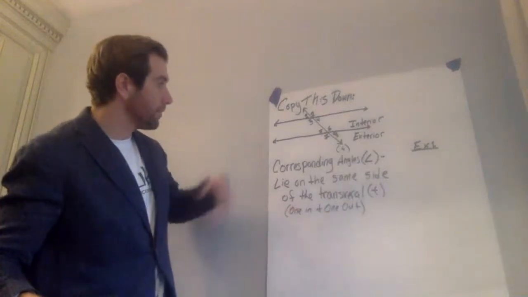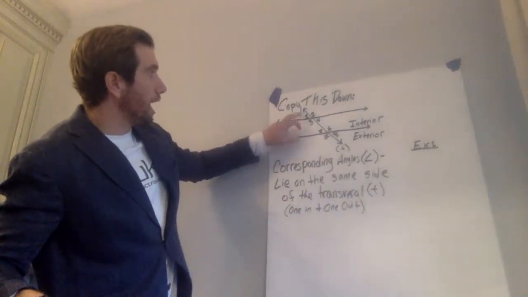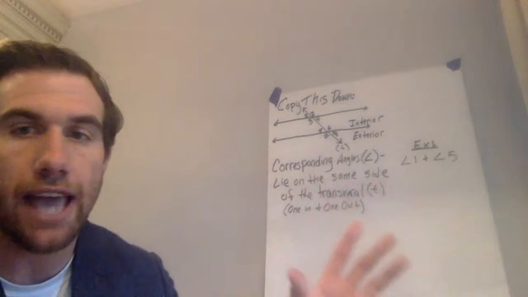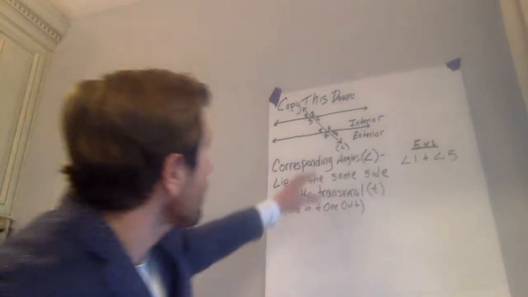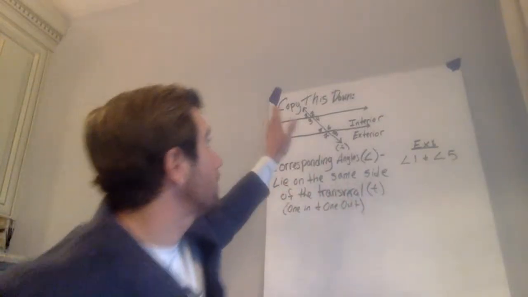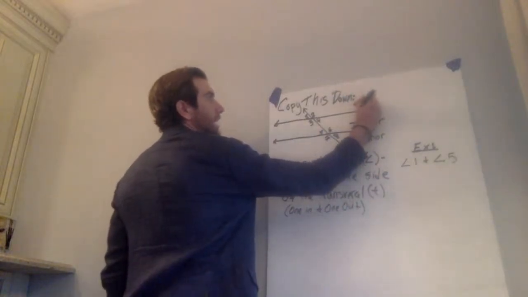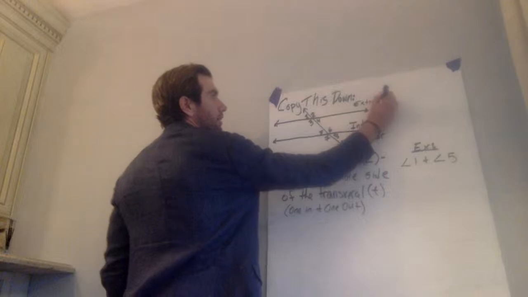What does that mean? Here's an example. Angles 1 and 5 are corresponding angles. Because if you look at it on that plane, angle 1 is on the outside. Look, it's the exterior. Up here is also exterior. It's on the outside, right?